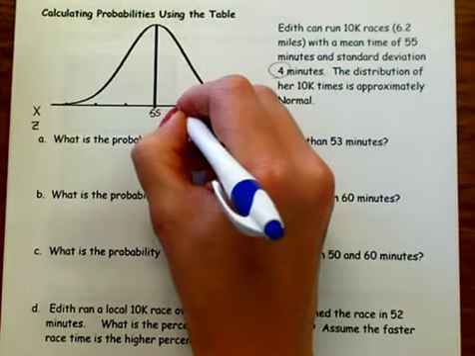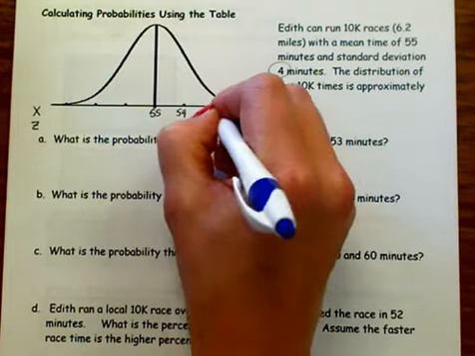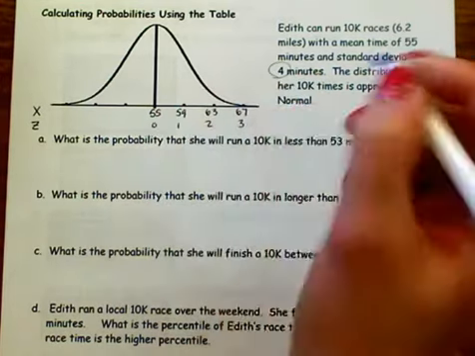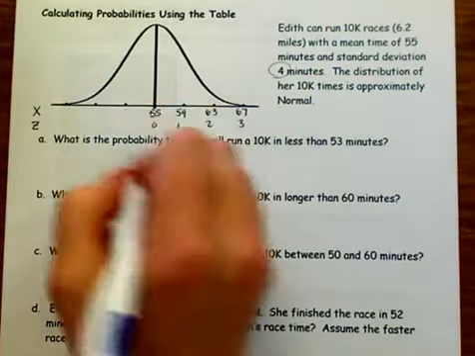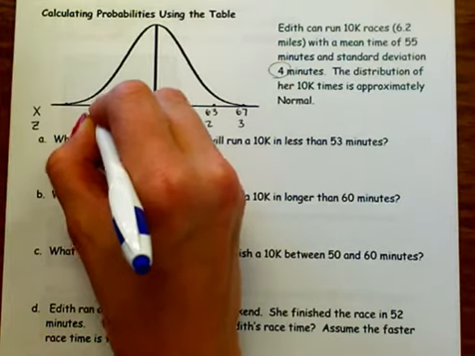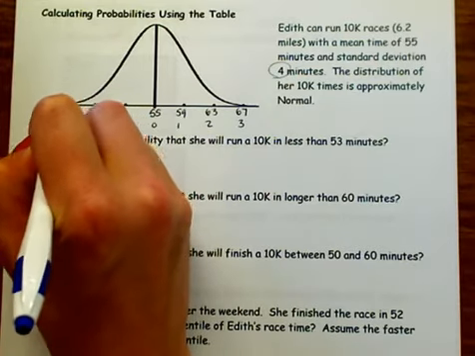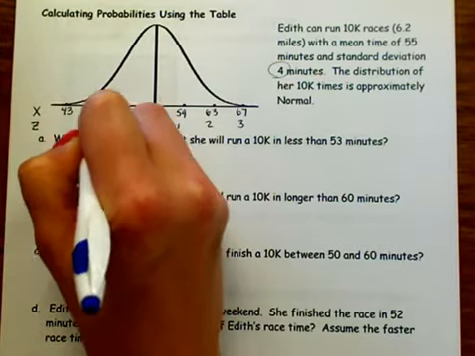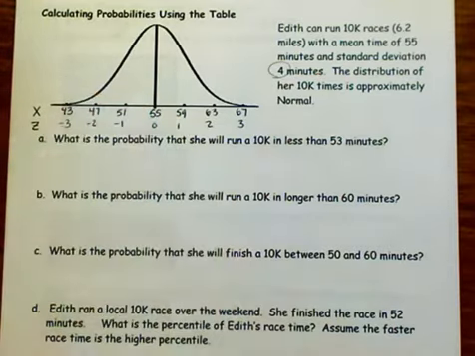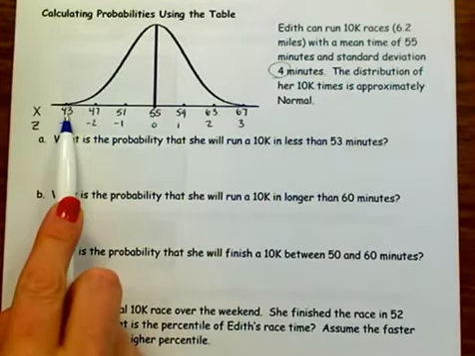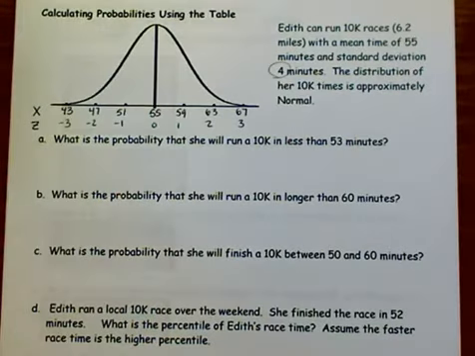0, 1, 2, 3. It will easily allow me to compare the numbers. 43. Keep in mind that I do know a faster race time is actually better. So let's read our questions.